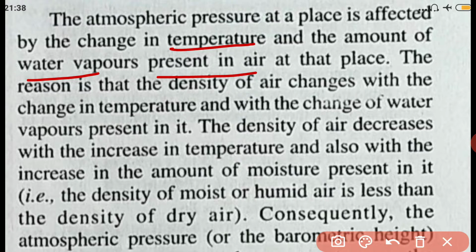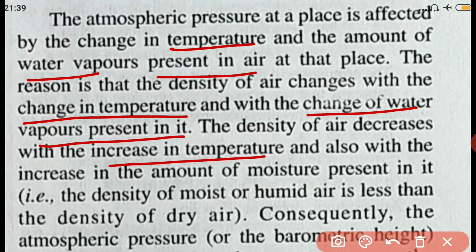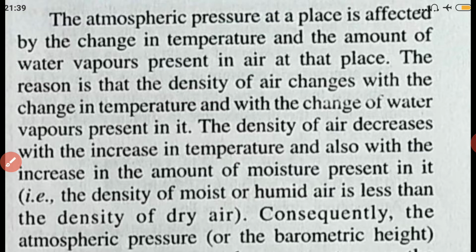The reason is that the density of air changes with the change in temperature, because when the temperature increases, the volume increases, hence the density decreases. With the change of water vapor present in it, what happens if the water vapor increases in the air? Then the number of air molecules decreases, hence that also results in the decrease in the density of air. So the density of air decreases with the increase in temperature and also with the increase in the amount of moisture present in it. That is, the density of moist or humid air is less than the density of dry air, because dry air contains more air molecules than humid air.